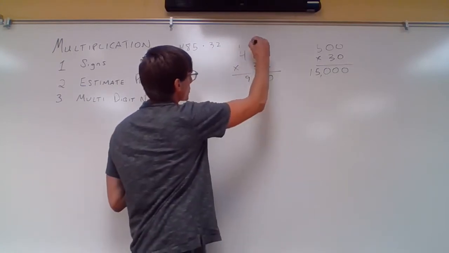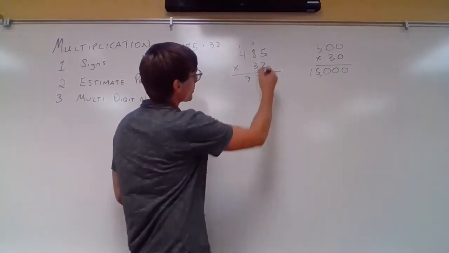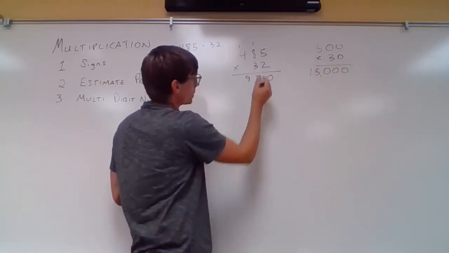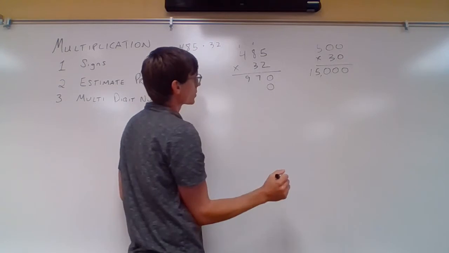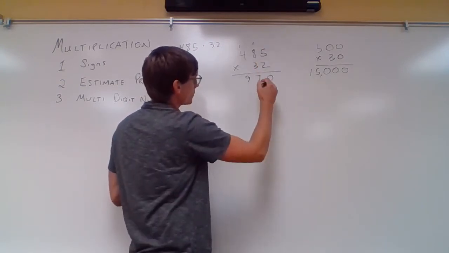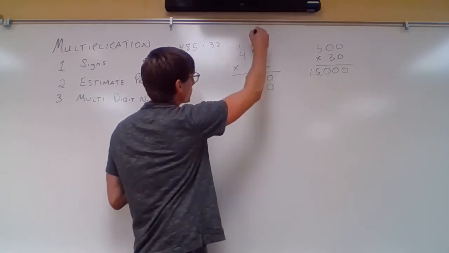Okay, cross those out to not confuse us. Now we're going to multiply the 3. But of course, this 3 is not just a 3, it's really more like a 30. So we have to make sure we put down the 0 first before we multiply. So now 3 times 5 is 15. So 5, carry the 1.